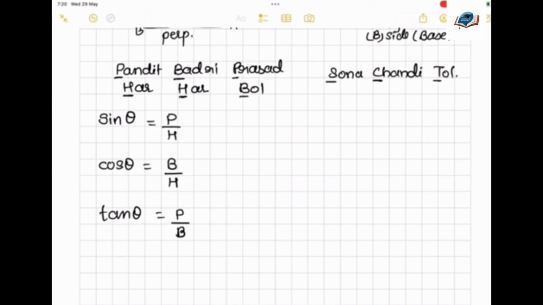Now three more relations are there. Cosec theta is the reverse of sin theta, so hypotenuse upon perpendicular. Then comes sec theta, which is the reverse of cos theta, that is hypotenuse upon base, and cot theta, which is the reverse of tan theta, so B upon P.